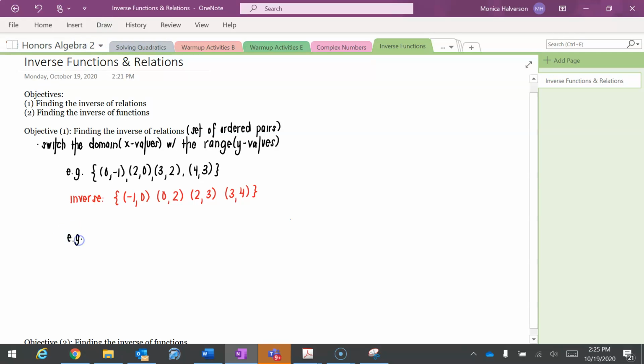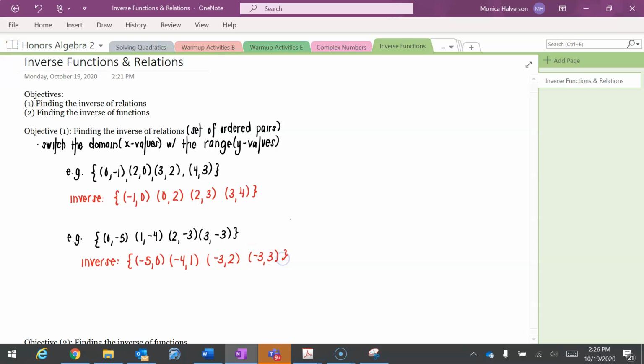So go ahead and do that for this example on your own. Find the inverse of (0, -5), (1, -4), (2, -3), and (3, -3). If you did this correctly, you would have found the inverse to be (-5, 0), (-4, 1), (-3, 2), and (-3, 3).